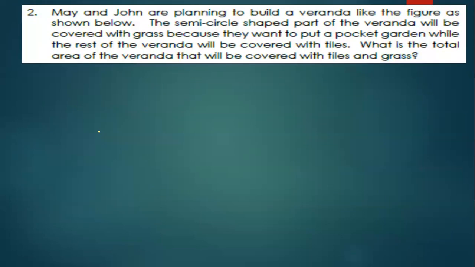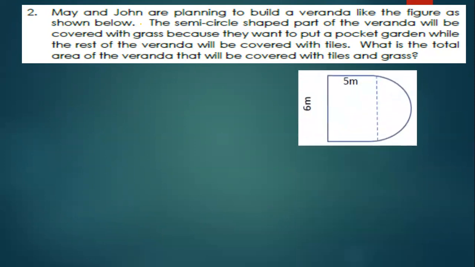Now, let's proceed. Learning task 2, number 2. May and Jan are planning to build a veranda like the figure as shown. So ito, ganito ang gagawin ng veranda. The semicircle shaped part of the veranda will be covered with grass because they want to put a pocket garden, while the rest of the veranda will be covered with tiles. What is the total area of the veranda that will be covered with tiles and grass?